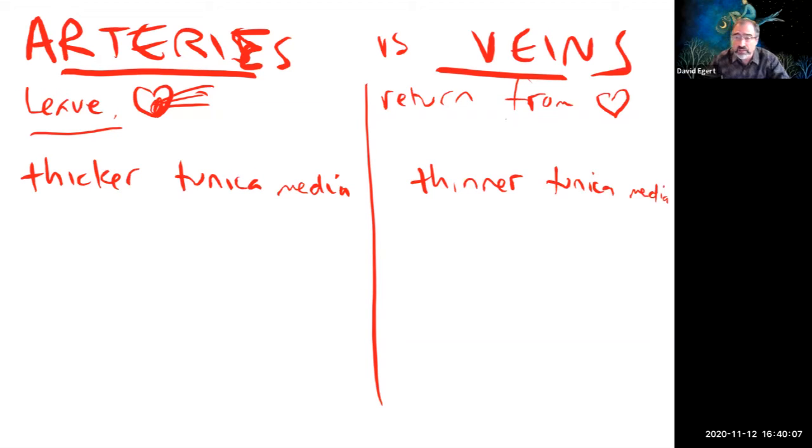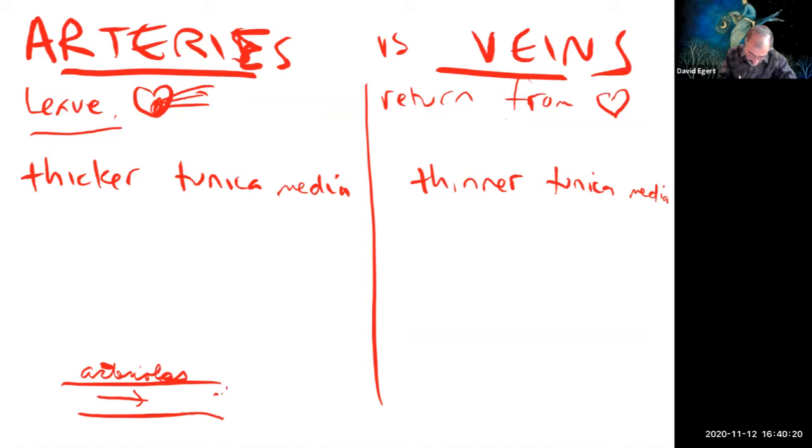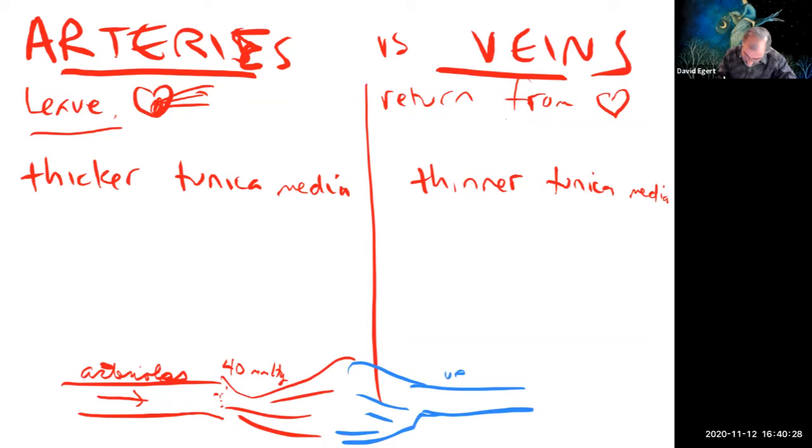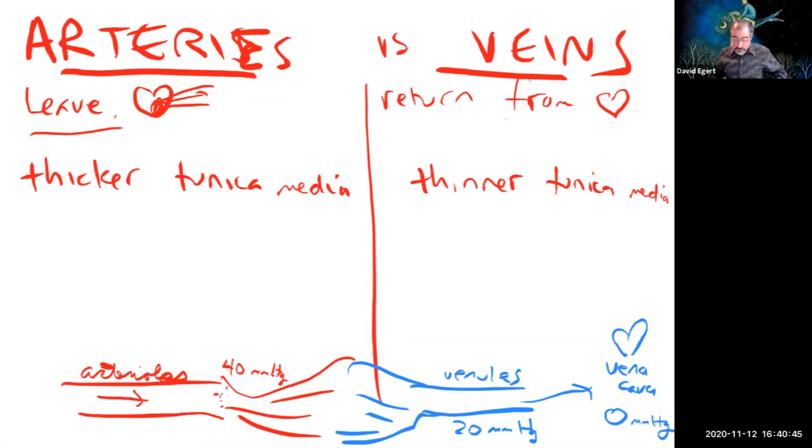If you are on the veins, we're going to talk about this in more detail. But the basic idea is you've got the arteries coming in. By the time you get to the smallest arteries, the little arterioles, you're maybe down to 40 millimeters of mercury. You go through the capillary bed. Then you're in the little venules. You're down to like 20 millimeters of mercury. By the time you get to the vena cava at the heart, you're basically at 0 millimeters of mercury. There's almost no pressure left.